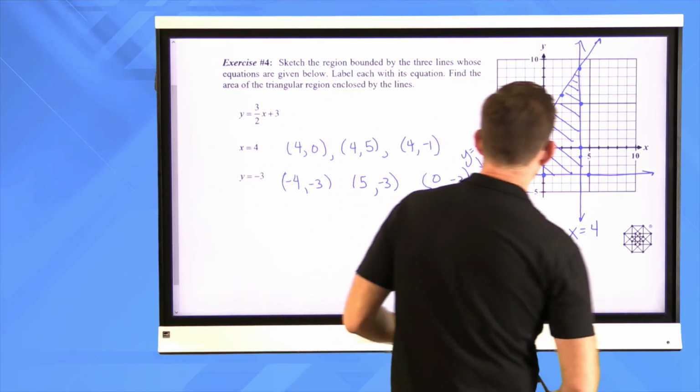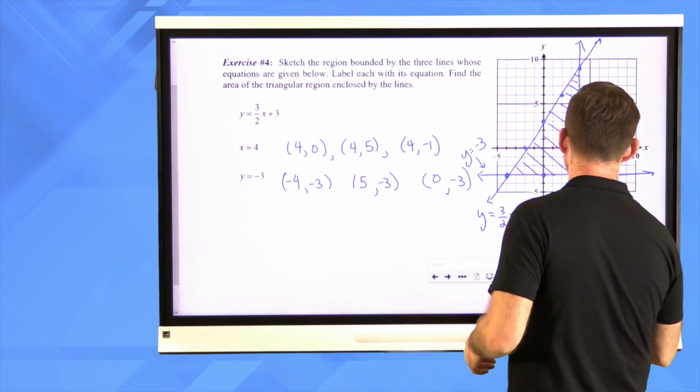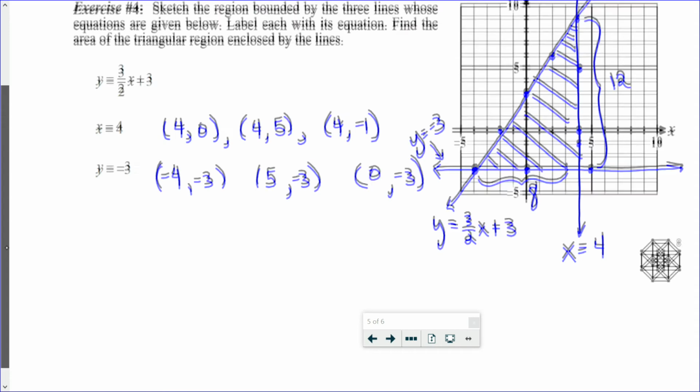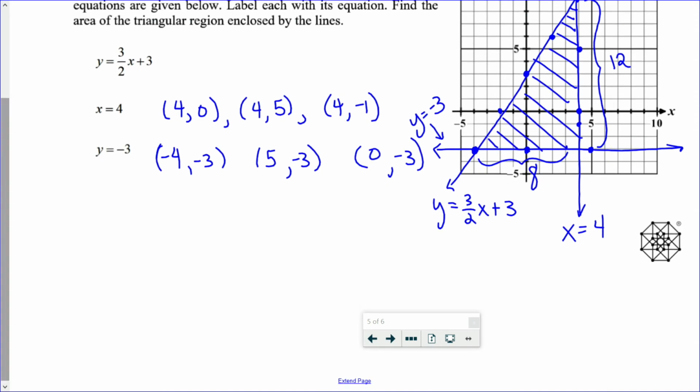Well, we could count boxes, right? We can do it a variety of ways, but it looks like this is 8 units long, right? 1, 2, 3, 4, 5, 6, 7, 8. And here, right, it looks like we've got 9 units and 3 units, so that's going to be 12 units. So we've got a triangle whose base is 8 and whose height is 12.